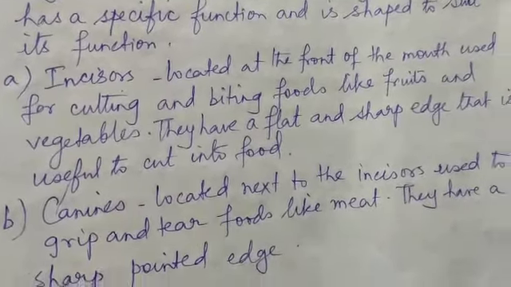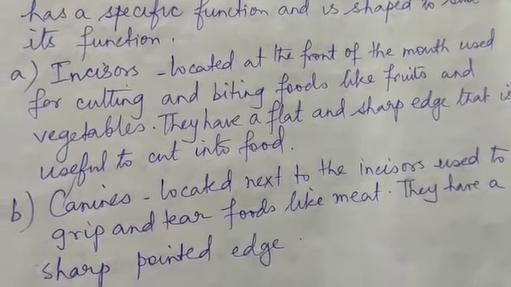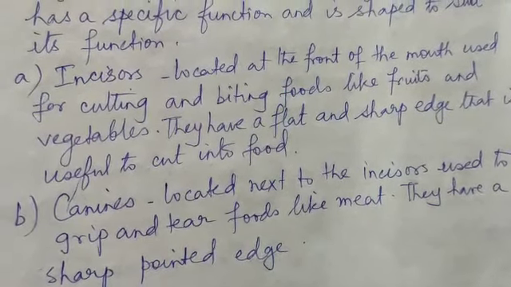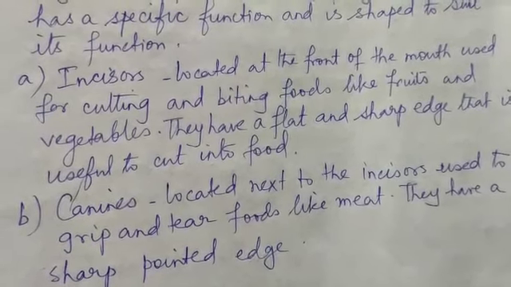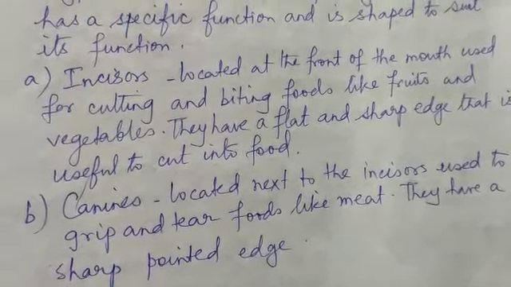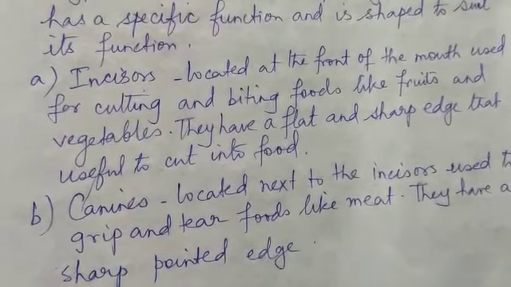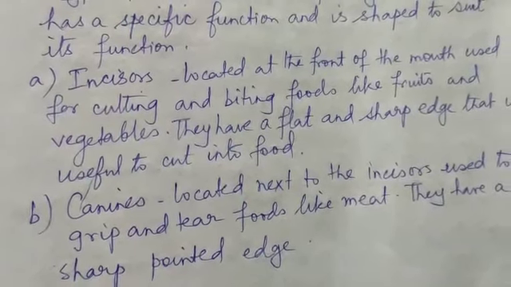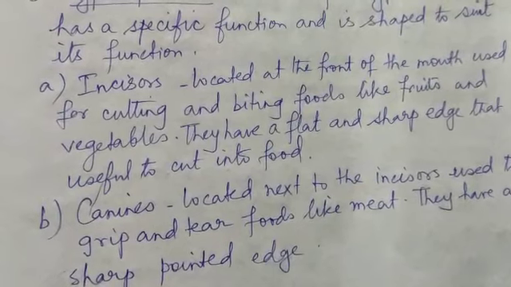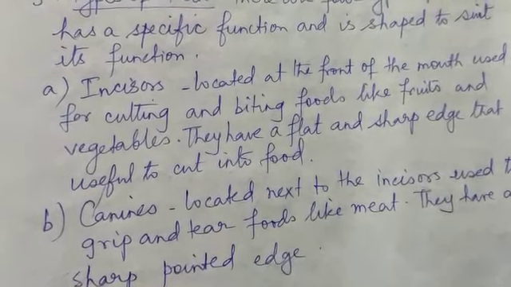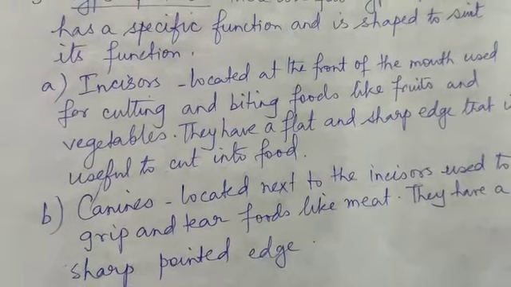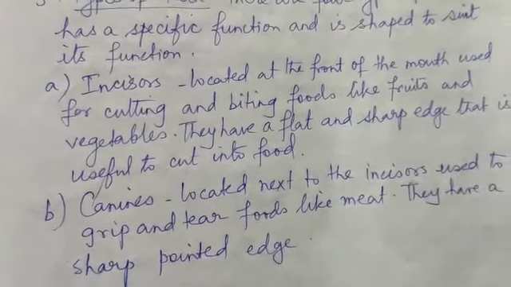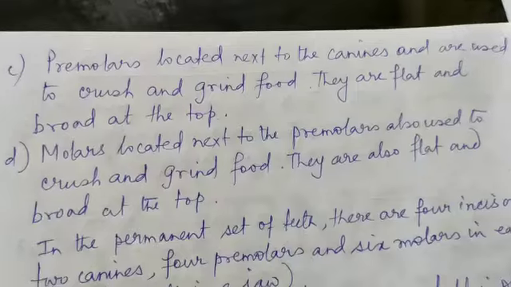Canines, located next to the incisors, used to grip and tear foods like meat. They have a sharp pointed edge. Where are the canines located? Next to the incisors. We have 4 incisors in each jaw, the front 4 teeth. Next to the incisors, one canine on each side. That is 2 canines in each jaw, 4 canines in all. And their shape is a sharp pointed edge.